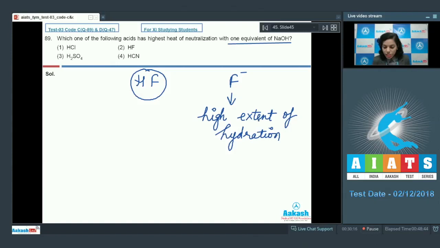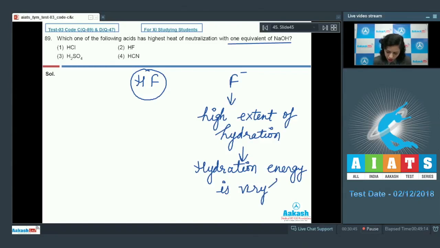And when this HF is neutralized with NaOH, 1 equivalent of NaOH, in that case the amount of heat released as hydration energy is very high. It means the hydration energy that is released is very high, and that results in highest heat of neutralization of HF with 1 equivalent of NaOH, and that is why we can easily choose HF as the correct option, and that's given in option 2.